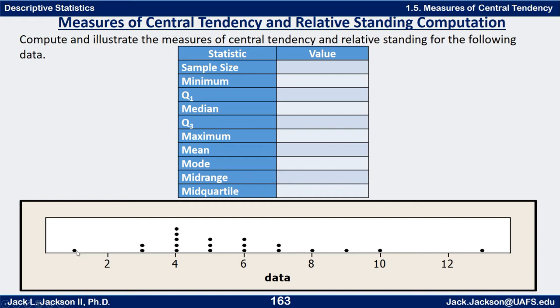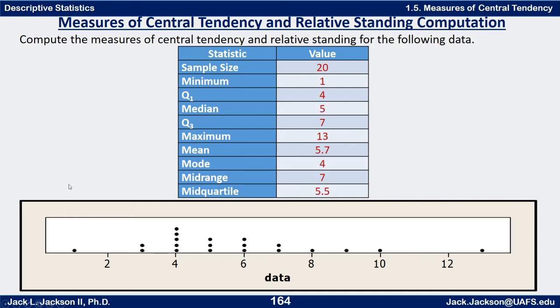Okay, let's see what we can do. Well, first, I guess the easiest thing to do is see there's several that are pretty easy to do right off the bat. The one that occurs most often is 4, so there's the mode. The minimum is down here, which is 1. The maximum is up here, which is 13. Okay, and let's just go ahead and look at this. So let's see, we could count the dots, 1, 2, 3, 4, 5, 6, 7, 8, and so forth, and I get 20 of them.